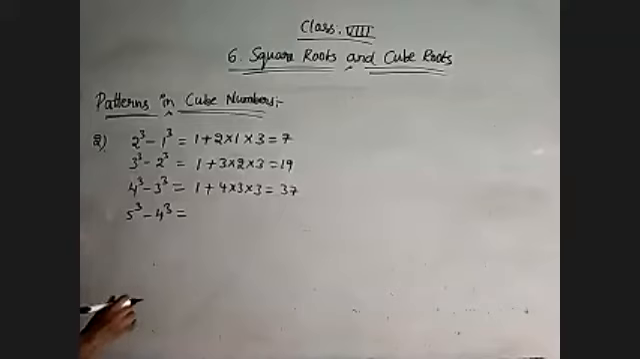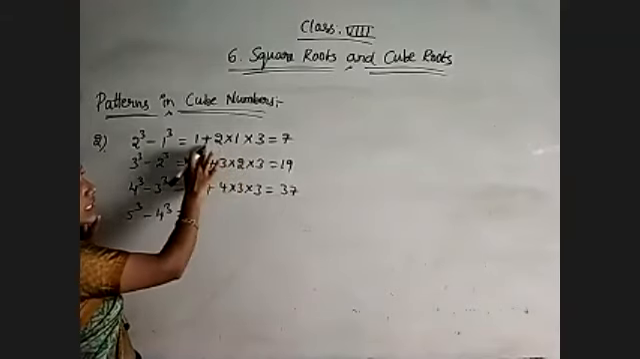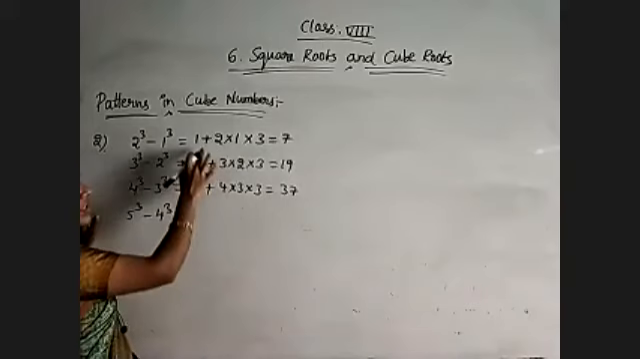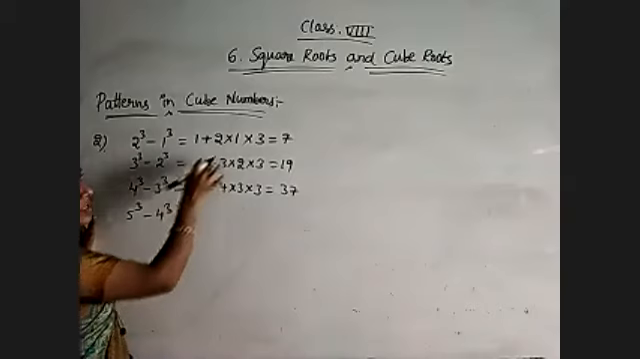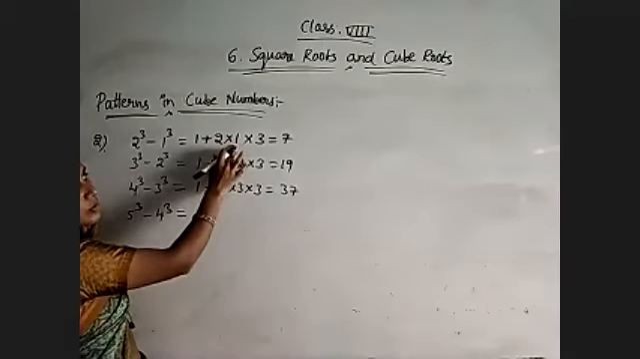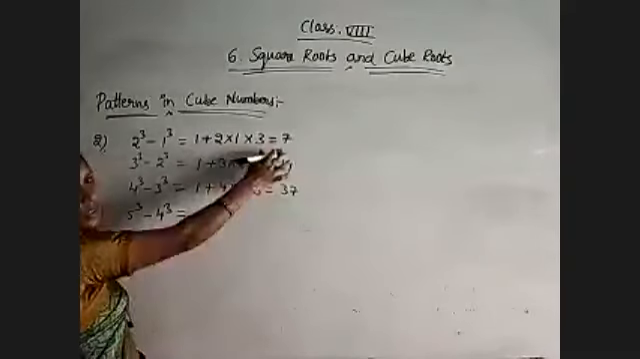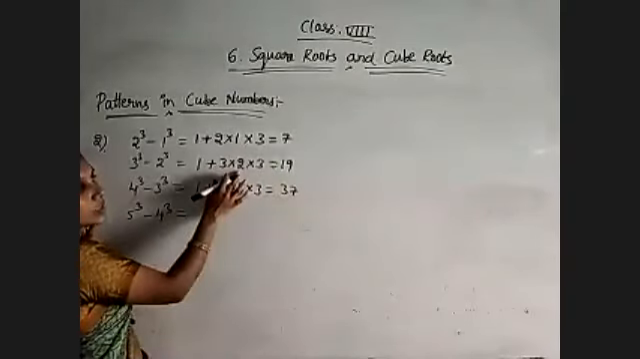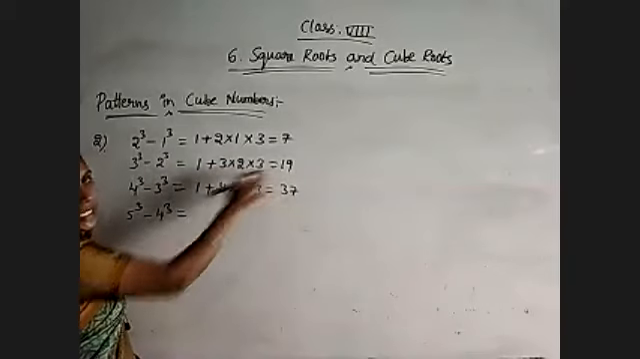Observe here. See here, they have used this pattern. In this, they use the operations addition and multiplication. So among those two, according to the BODMAS rule, we must do multiplication first. So 2 ones are 2, 2 threes are 6, 6 plus 1 is 7, and 3 twos are 6, 6 threes are 18, 18 plus 1, 19.